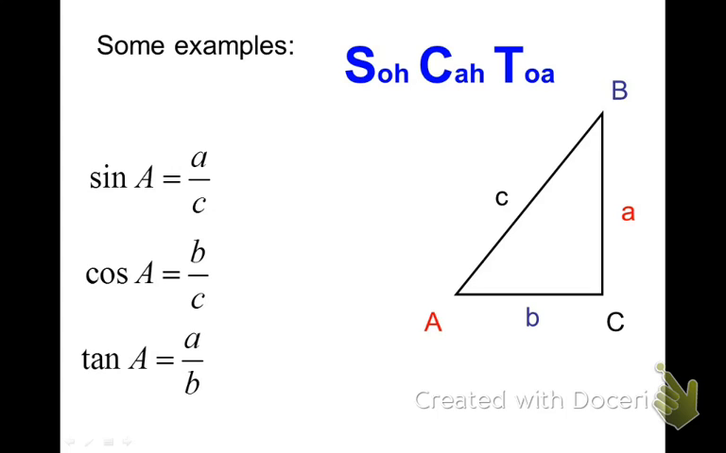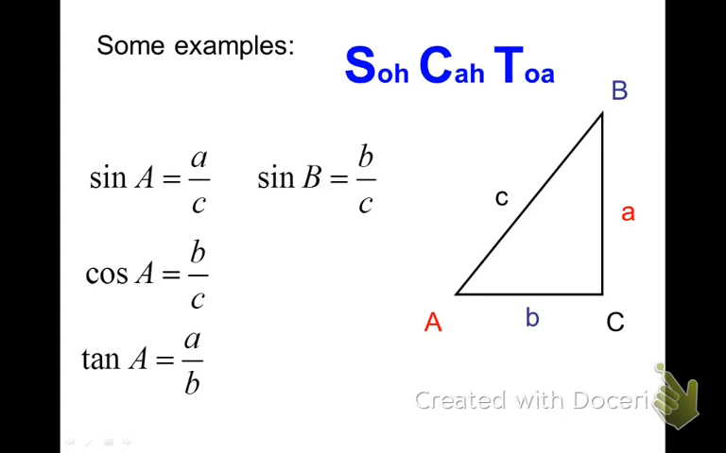And then the tangent of angle A is equal to the opposite side, which is a, over the adjacent side, which is b. So that's looking at those trig functions using angle A. We can also look at them using angle B. So you'll see how these ratios are going to change a little bit, because the opposite side of angle B is this length b. So that's why b over c is now the sine ratio for angle B.